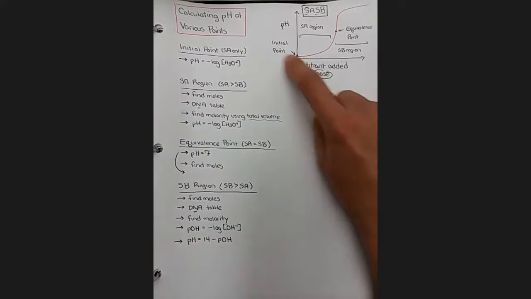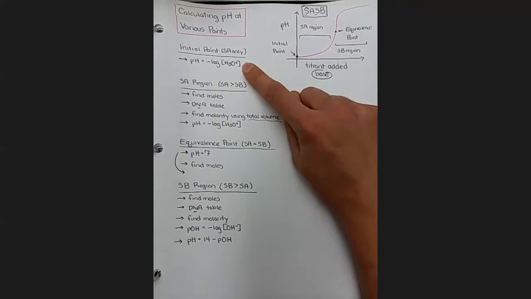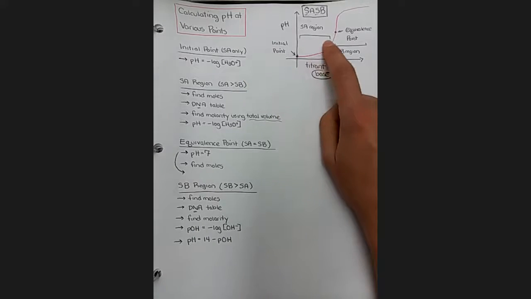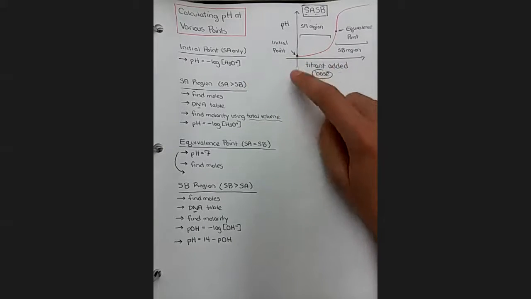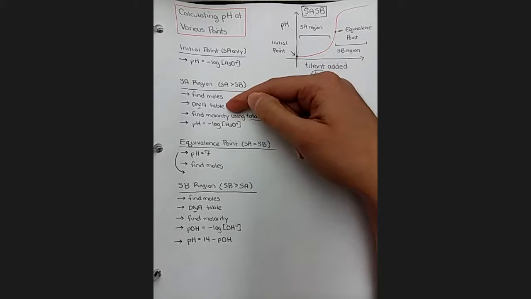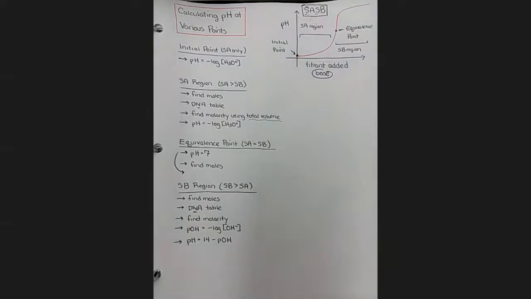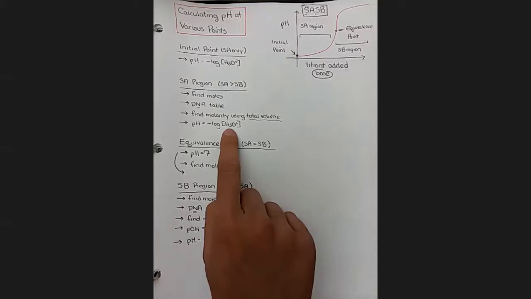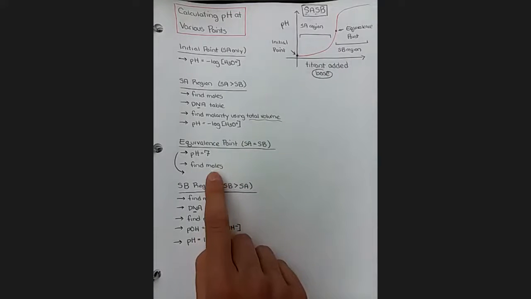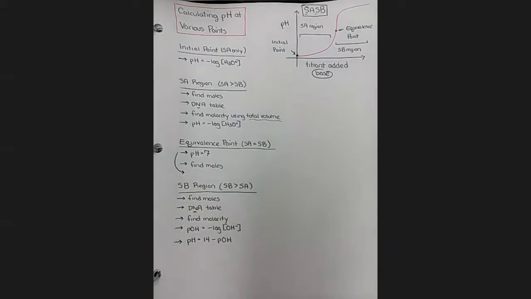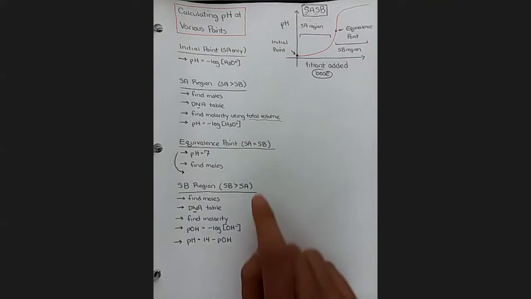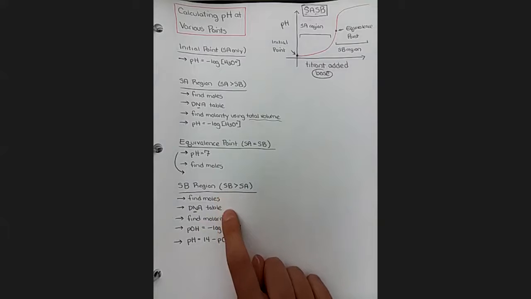So at the initial point, we can just use the molarity of the strong acid. In the strong acid region, where the strong acid is in excess, we can discover it's in excess through our DNA table and use that new volume and new number of moles to find the pH. At the equivalence point, if we find the number of moles are equal, we know we're at the equivalence point, and we can find the pH equal to 7. And in the strong base region, if we find that we have more moles of base than acid, that base neutralizes the acid, we only have base left, we find the pOH and we find the pH.